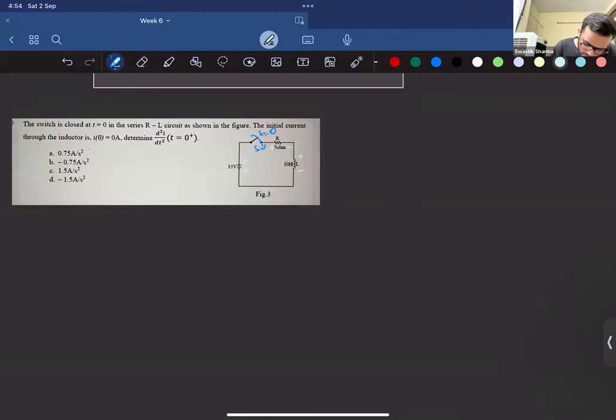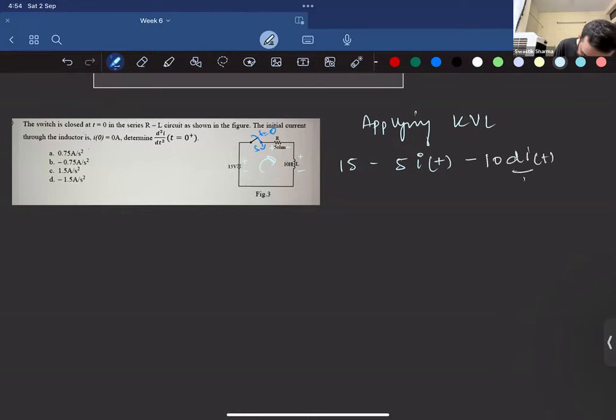So let's write the KVL equation in this loop. Applying KVL, what would it be? It would be 15 minus 5 I(t) minus 10 dI(t) by dt. Is it correct?